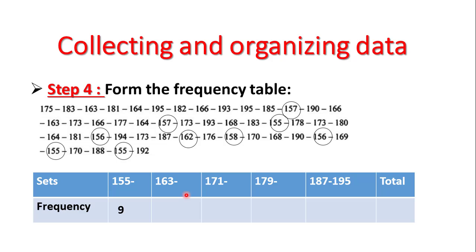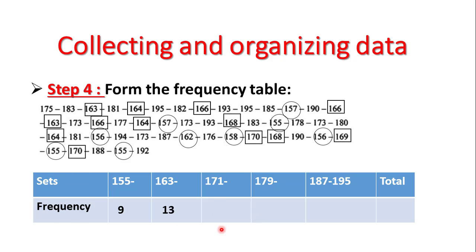In the next set, we have from 163 to 170, because 171 will be taken in the next one. So I'll determine and count. As I can see, we have 13 numbers between 163 and 171. The next one is from 171 to 179, but don't take 179. Here we have how many numbers? I'll count them. We have 8 numbers.